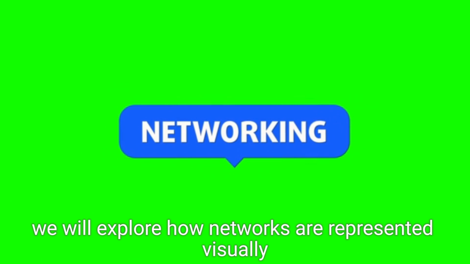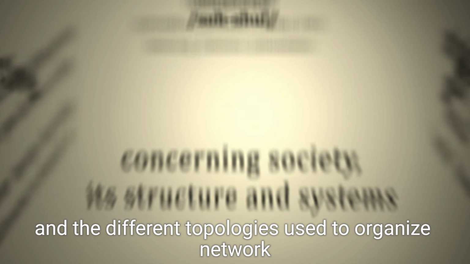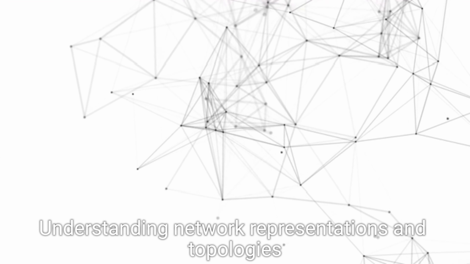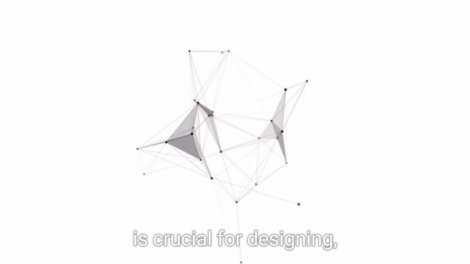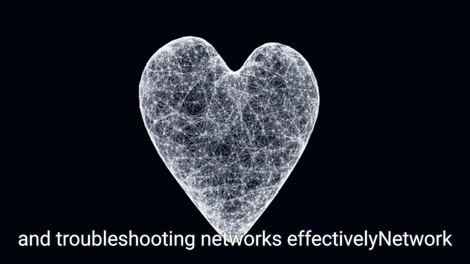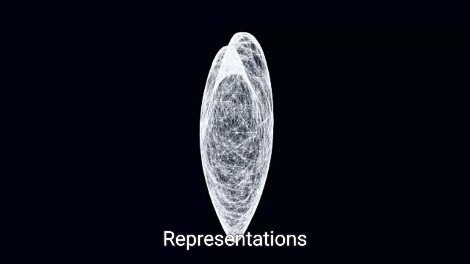In this chapter, we will explore how networks are represented visually and the different topologies used to organize network components. Understanding network representations and topologies is crucial for designing, implementing, and troubleshooting networks effectively.